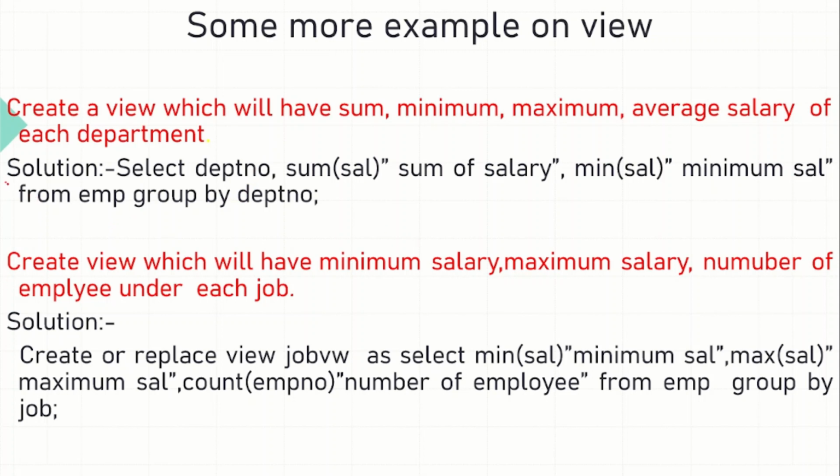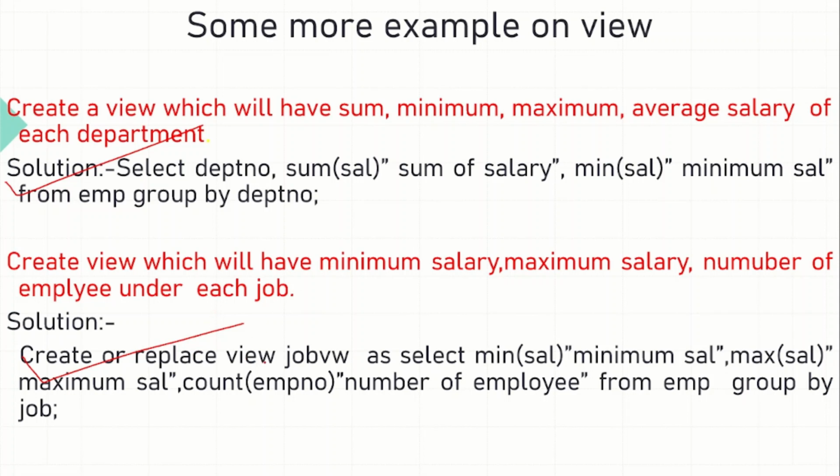I will give you a proper example of this, and a hands-on demonstration. Create a view which will have minimum salary, maximum salary, and number of employees working in each job. It's very simple. Create or replace view job_view as select min of sal. The heading will be minimum sal, max sal, and count will give you the number of employees, from EMP table group by job.